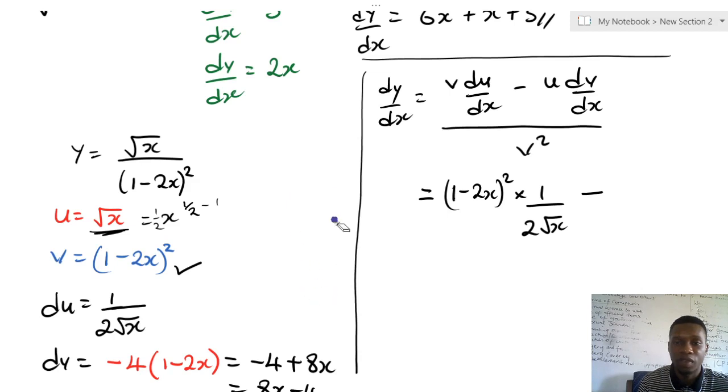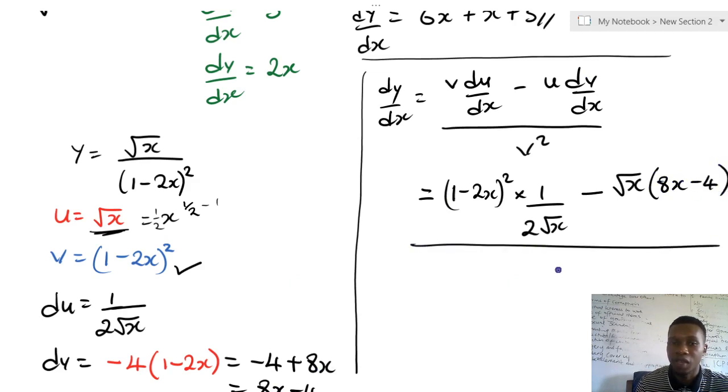I think everything here can be quite confusing, so let me take it off so it won't distract our solving. So our u is root x. So we'll put it again as root x multiplying our dv/dx. Our dv/dx is 8x minus 4. So we have this as 8x minus 4. And everything is all over our v squared. For our v, we have (1 minus 2x) raised to the power of 2 already. This is our v, then raised to the power of 2 because we have v squared.